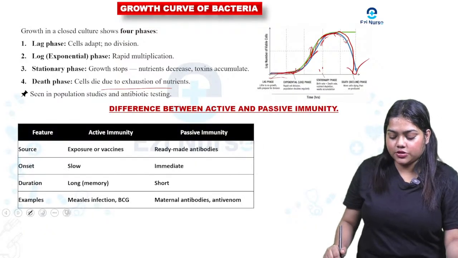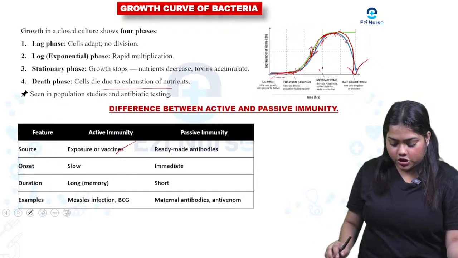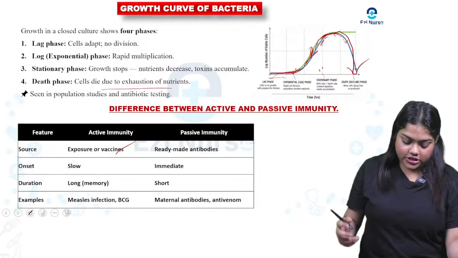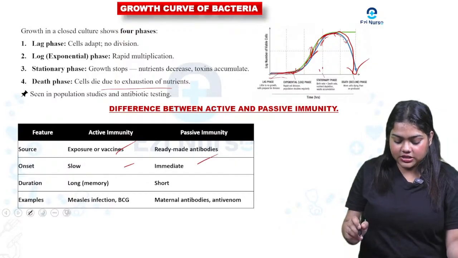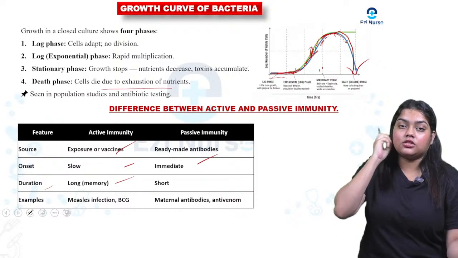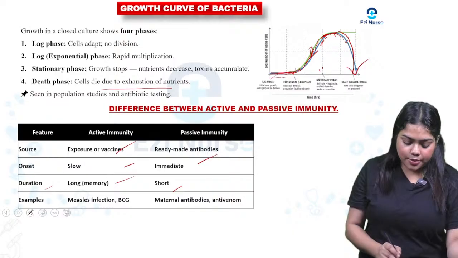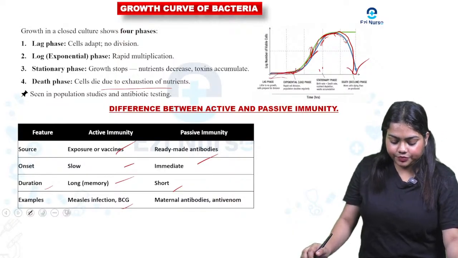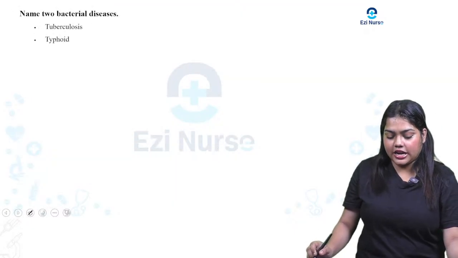Now, what is the difference between active and passive immunity? The source of active immunity is exposure to a vaccine, whereas passive immunity is ready-made antibodies. The onset of active immunity is slow, but passive immunity is immediate. The duration of active immunity is long because our cells have a memory of that, and passive immunity is short. Examples of active immunity are measles infection and vaccines such as BCG. Examples of passive immunity are maternal antibodies and antivenoms.